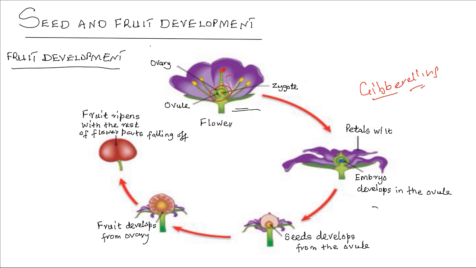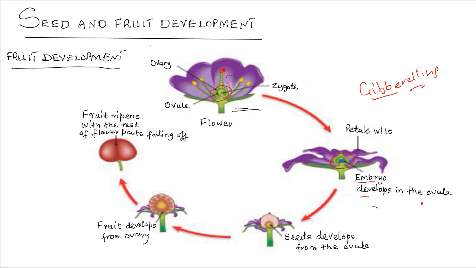So, during fruit development, the wall of the ovary becomes the pericarp, which is the thickened wall of the fruit. And within the ovary, as it develops, as it becomes thicker, the embryo develops within the ovule.